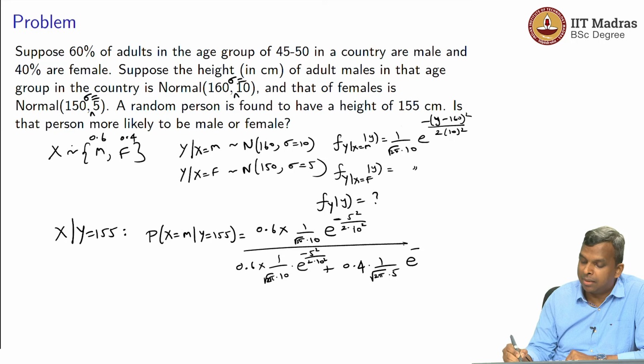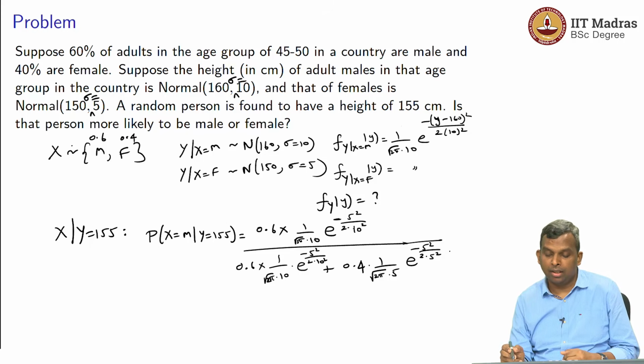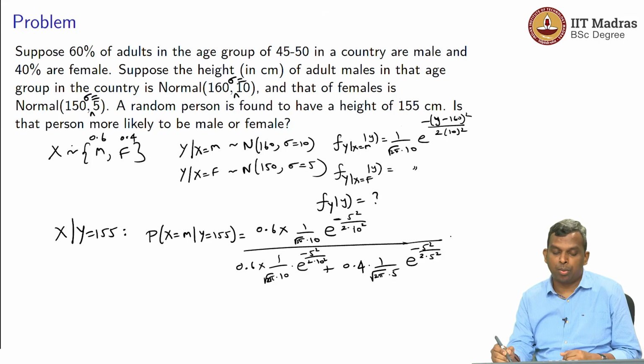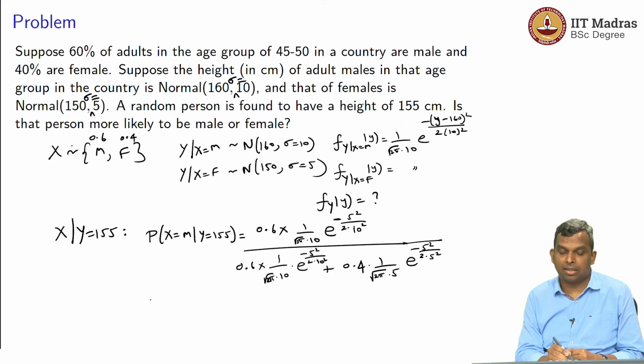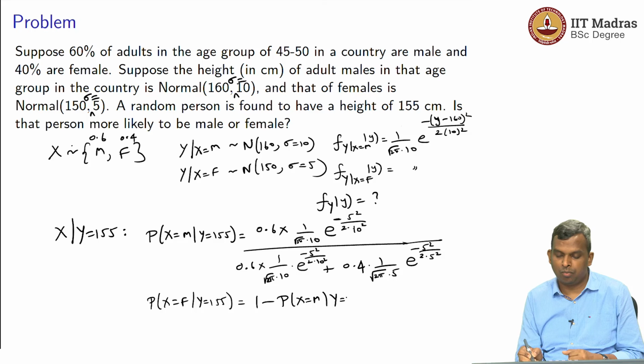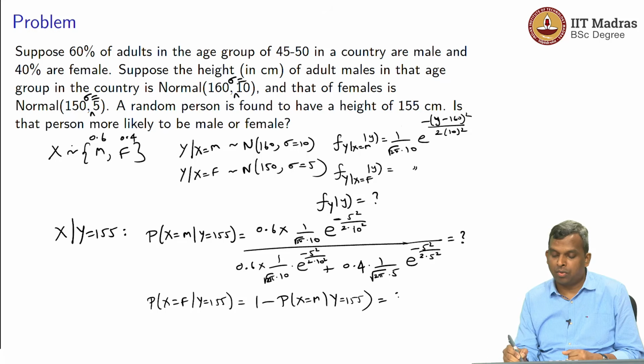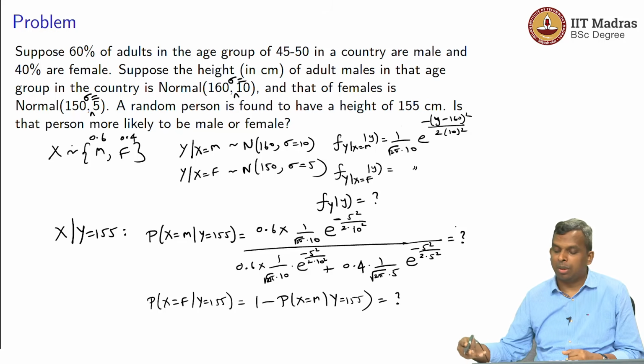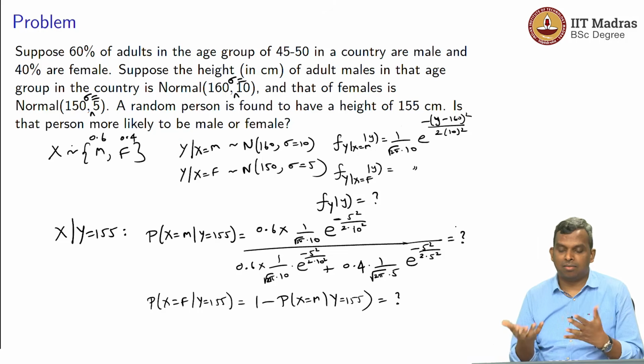5 e power minus, once again, it's 155 minus 150, isn't it? That's 5 squared by 2 into sigma squared, which is again 5 squared. One can simplify this and you will calculate a probability. The probability that X equals F given Y equals 155 is just 1 minus this other probability. After all, it takes two values. So you find this value, and whichever is greater, you will pick that. That's the problem here.